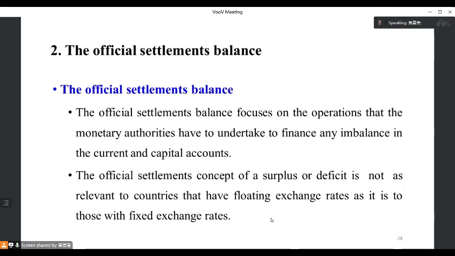But the effect of these actions is different with fixed exchange rates than with floating exchange rates.